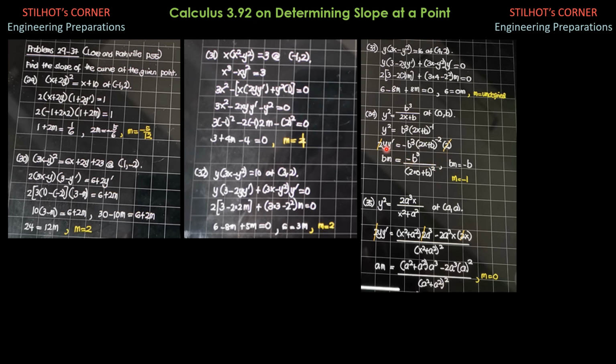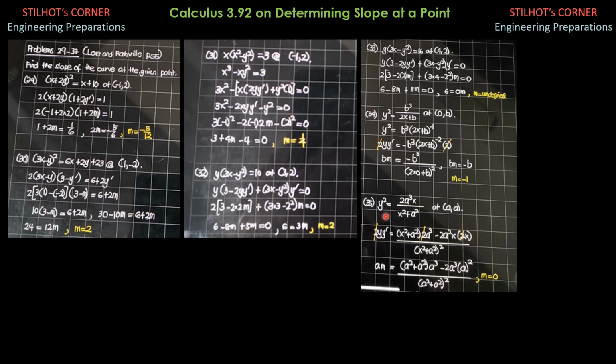So substitute the value of y, which is b times m, equals negative b cubed over quantity 2x plus b square, and 2 times 0 plus b quantity square is b square. So we have negative b cubed over b squared, negative b divided by b, so negative m, negative 1 rather. So bm equals negative b, so m is negative 1.